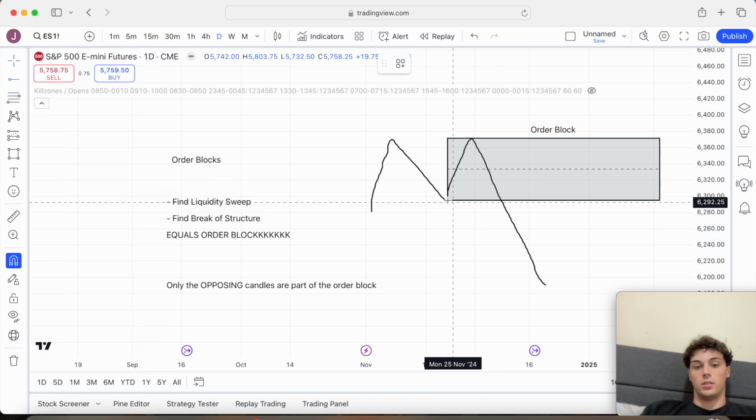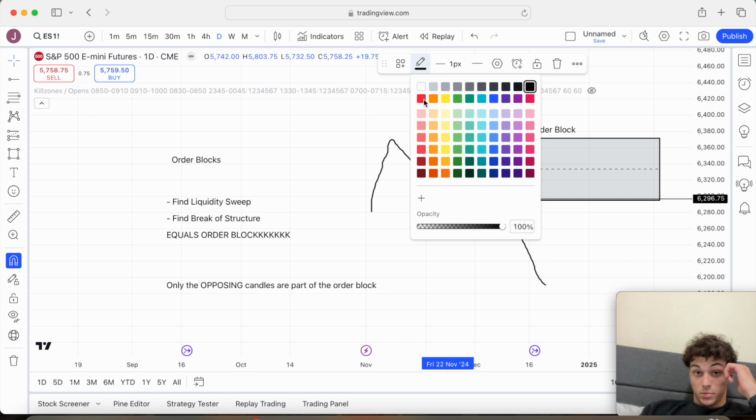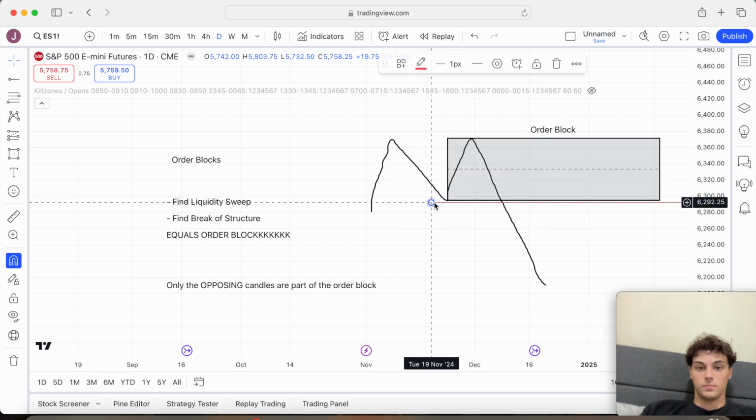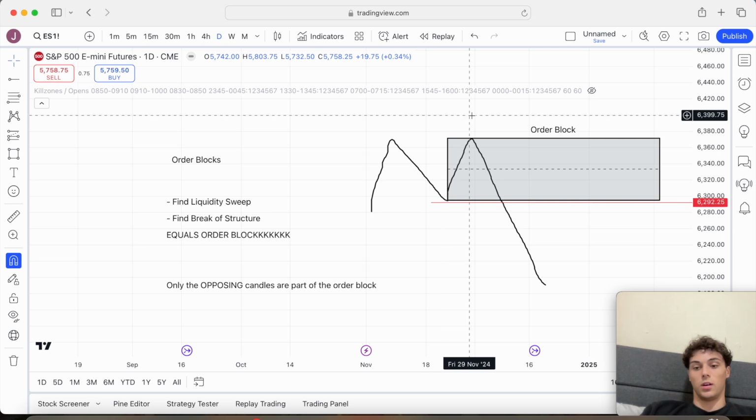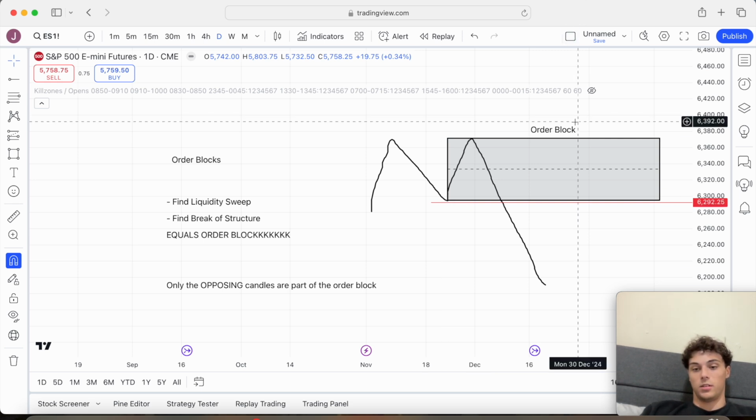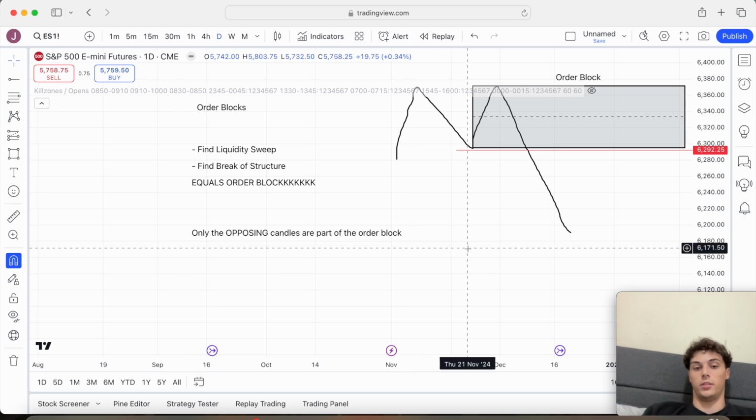So right here, broke structure. And then these up candles were the order block. So only the opposing candles are part of the order block.